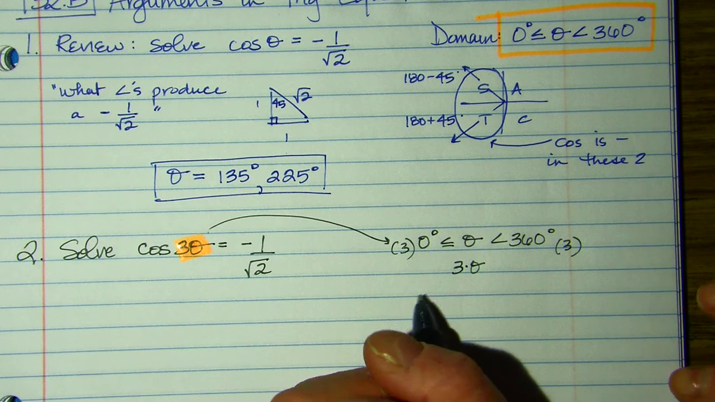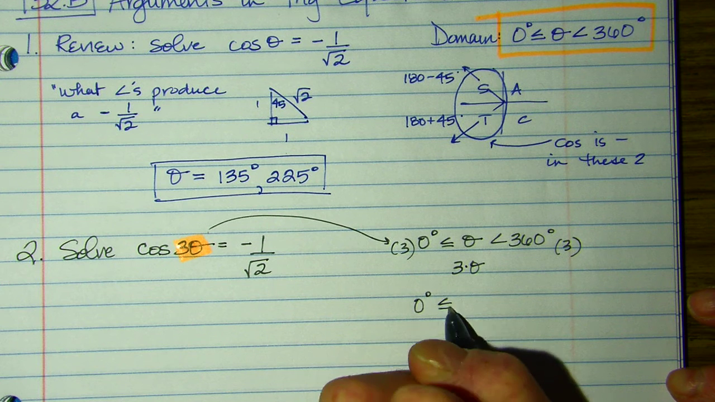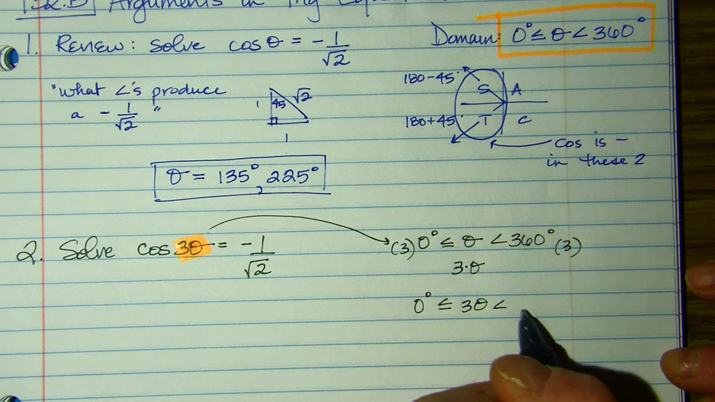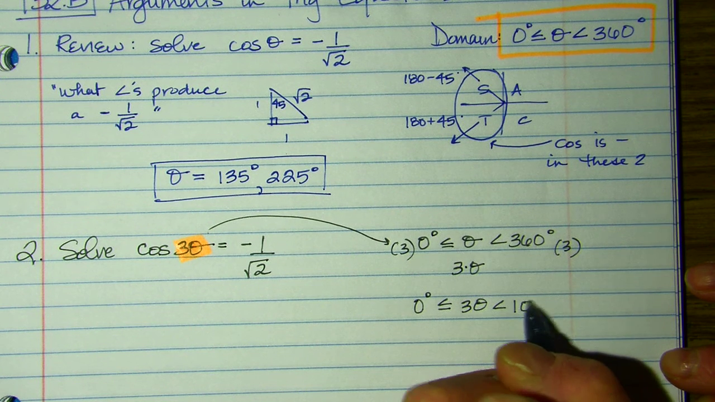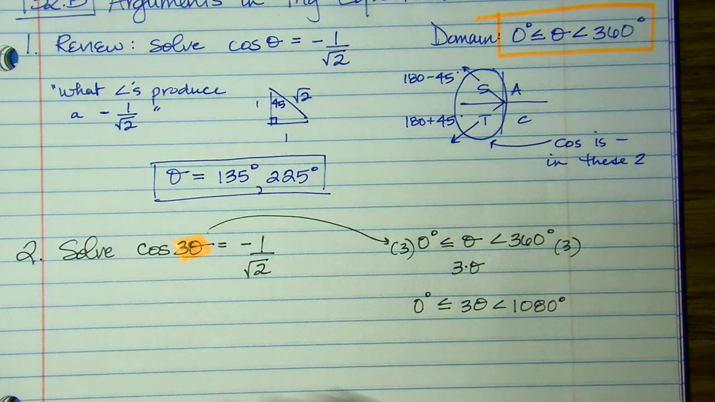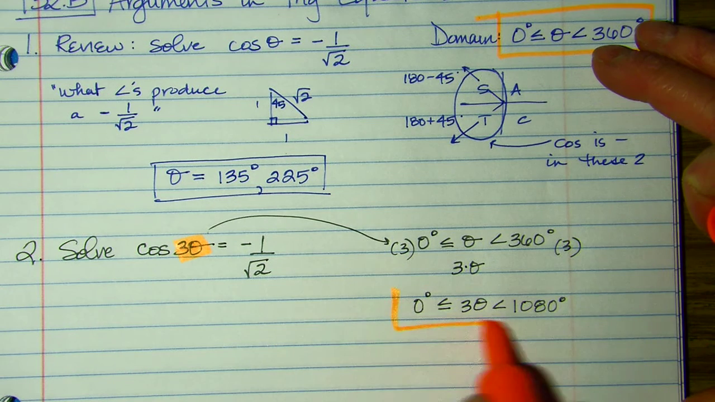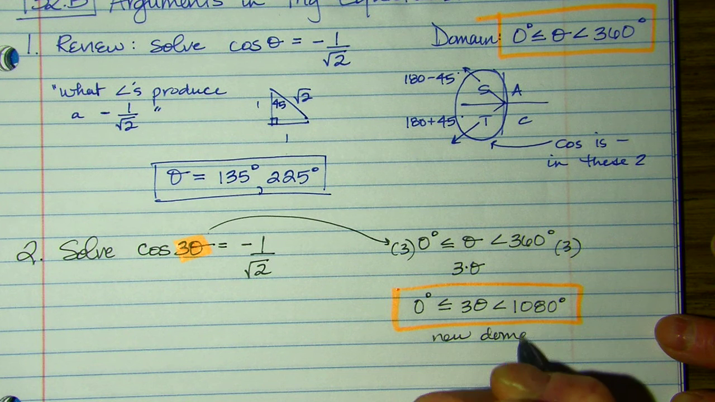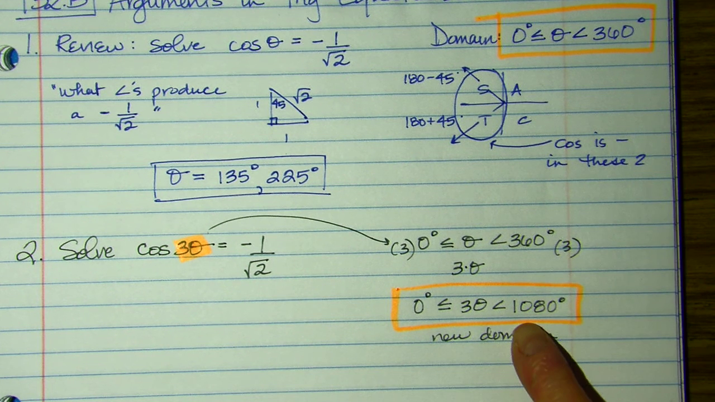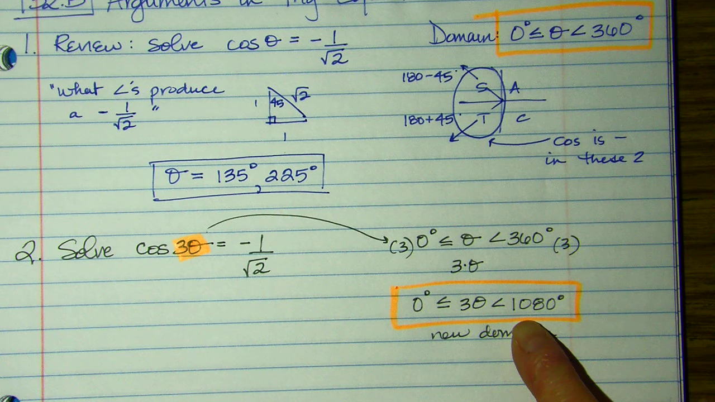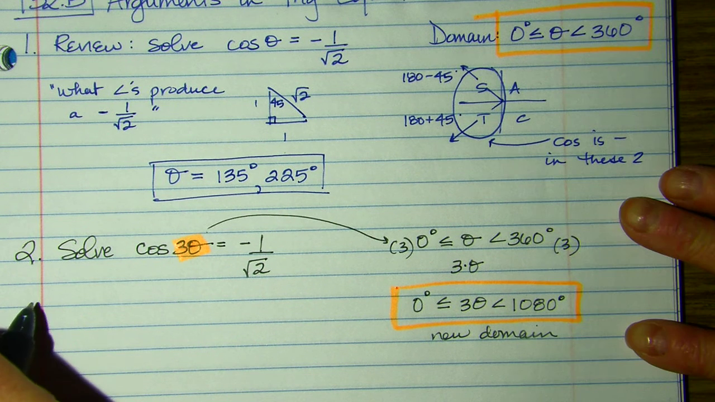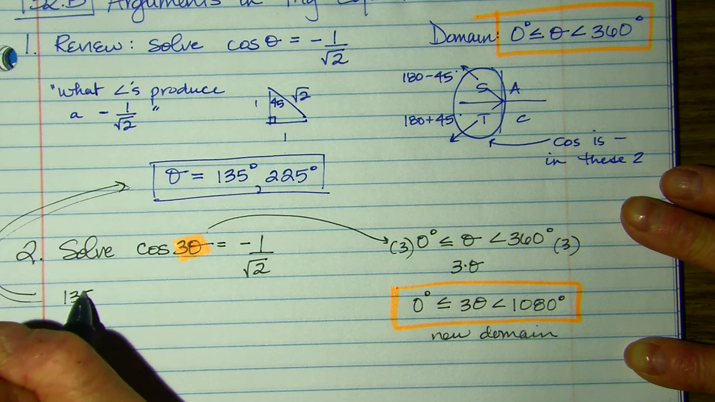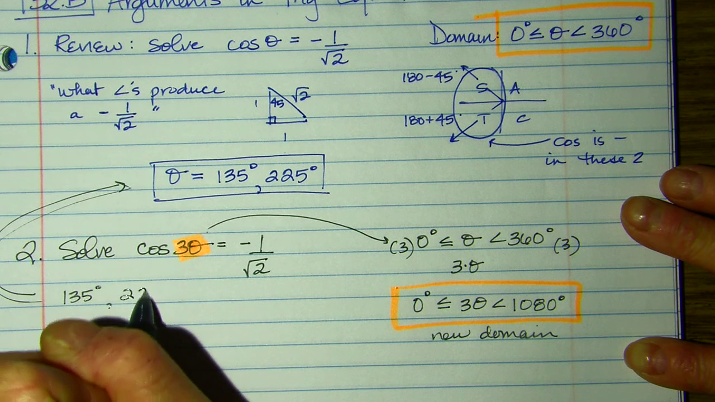I'm doing that to each side, and I get 0 degrees is less than or equal to 3 theta, which is less than 3 times 360, which is 1080 degrees. So this is my new domain. Notice I can have angles up to 1080 degrees. So I know my two original angles from the previous example are 135 and 225.